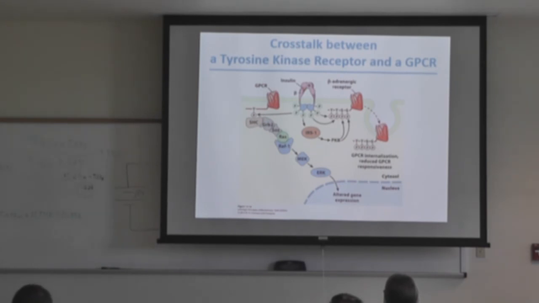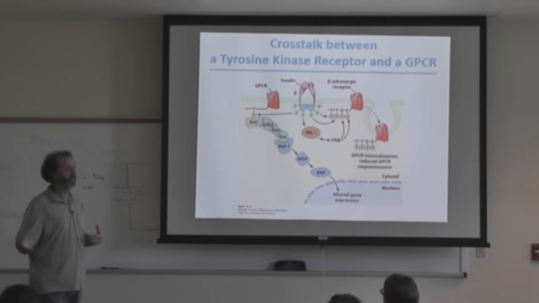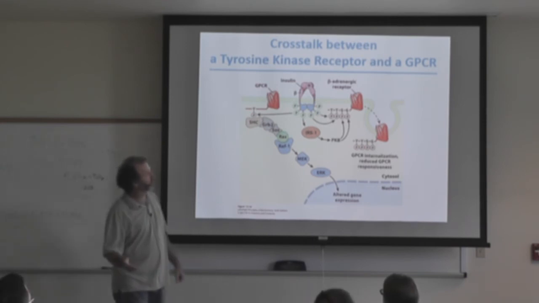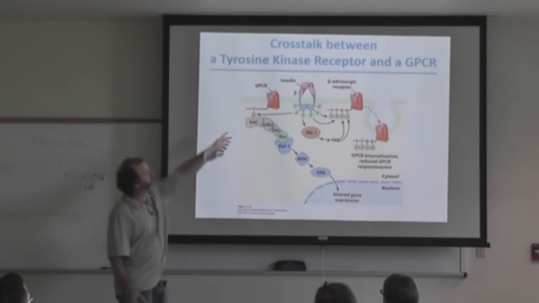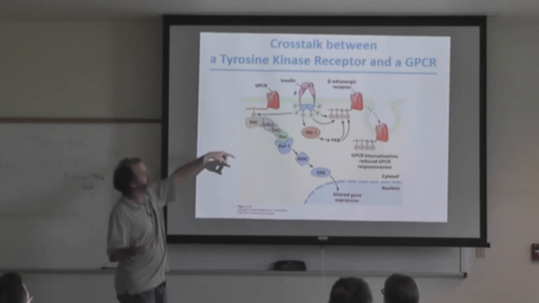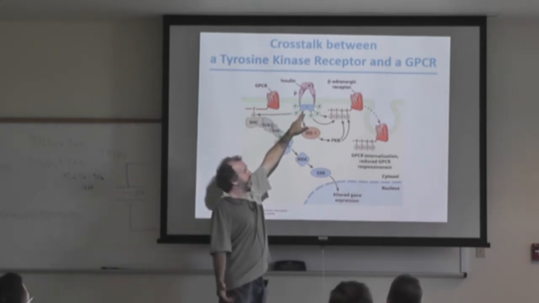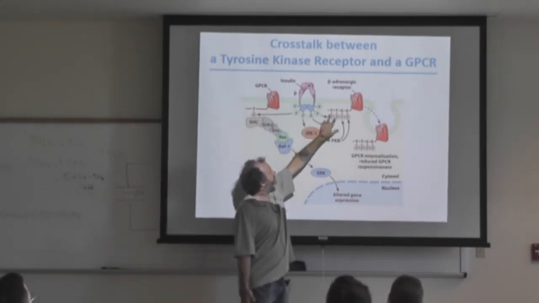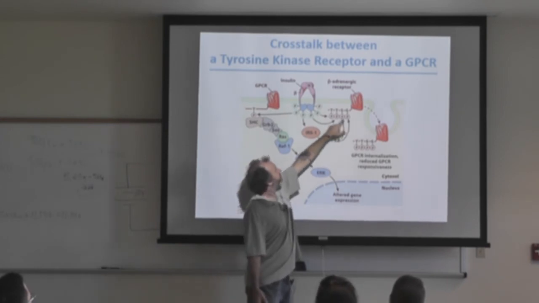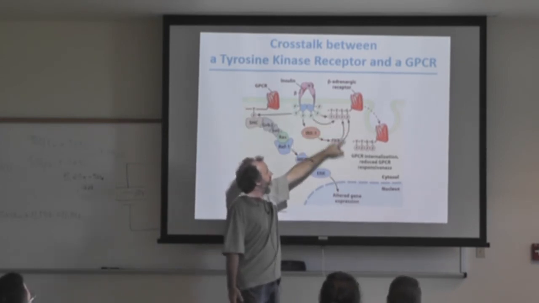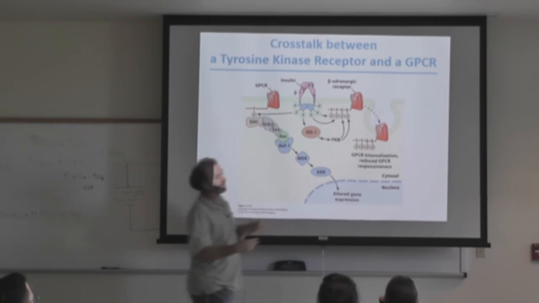So you also have crosstalk between tyrosine kinase receptors and a G protein coupled receptor. In this example, we're looking at beta adrenergic receptors along with the insulin receptors, which will crosstalk with each other. Insulin's tyrosine kinase activity will phosphorylate some of the tyrosines on the tail of the beta adrenergic receptor, causing internalization of that beta adrenergic receptor.